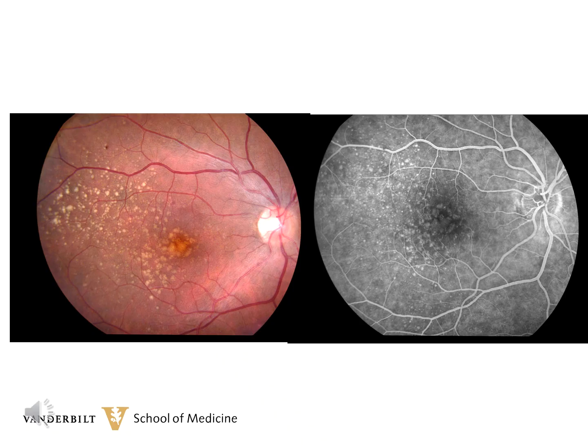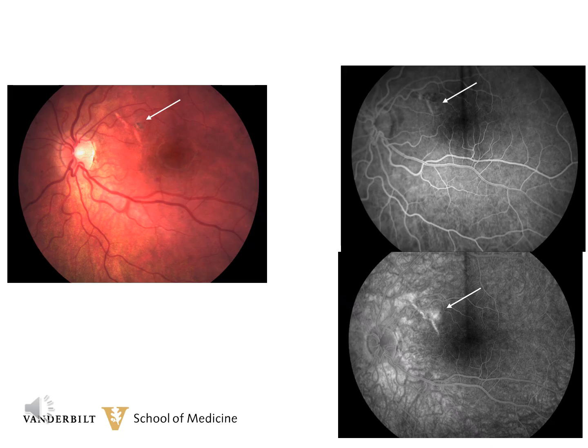Here is a good example of staining of drusen. You can see the medium and large size drusen in the temporal macula, and on the fluorescein angiogram, you can see that these are hyperfluorescent as the drusen pick up the dye and stain.